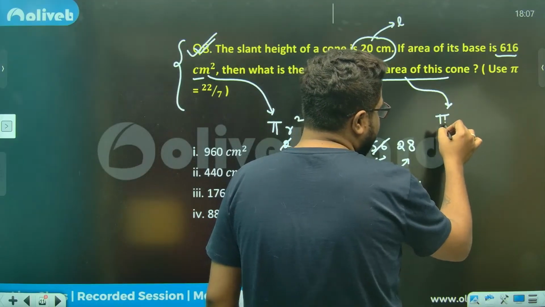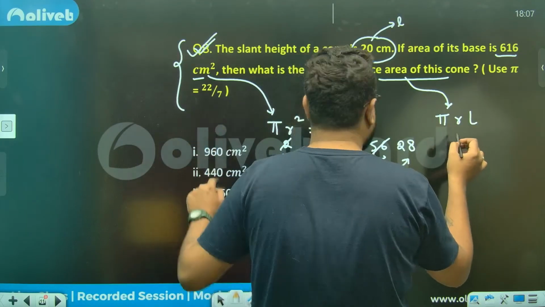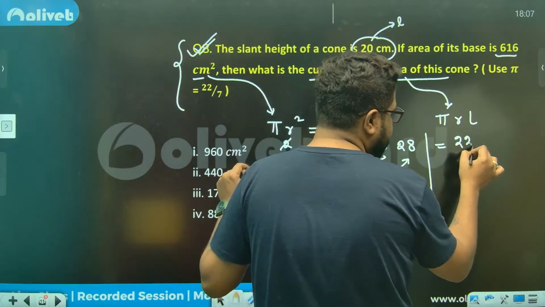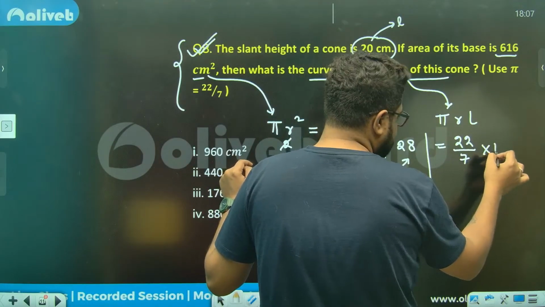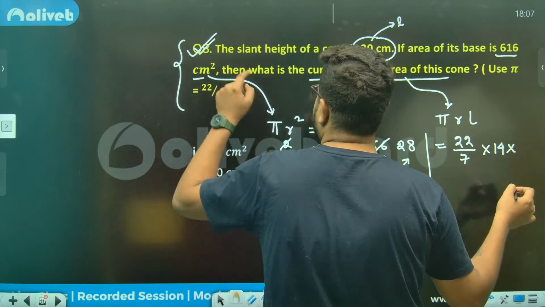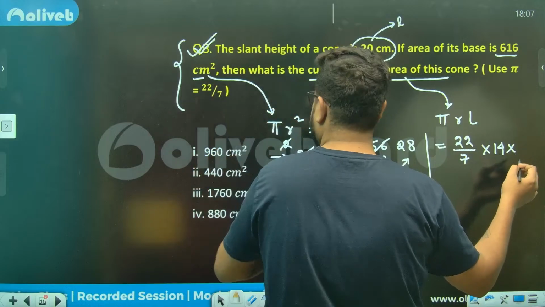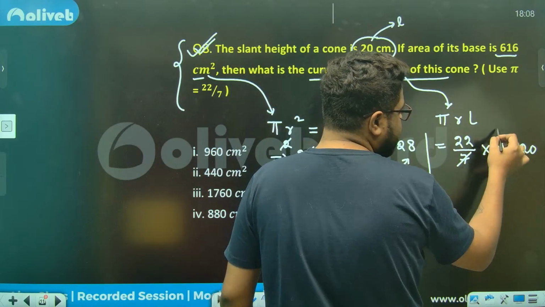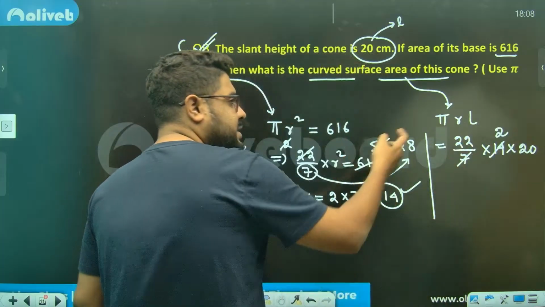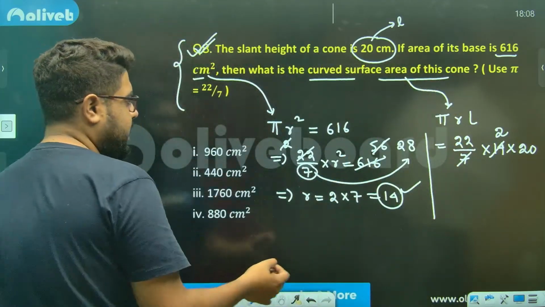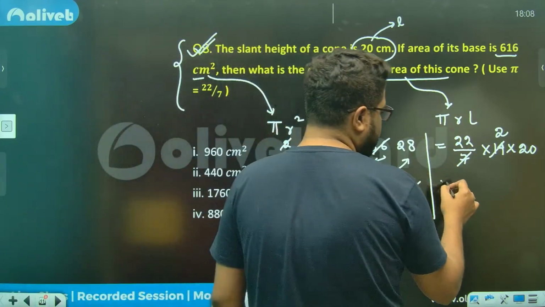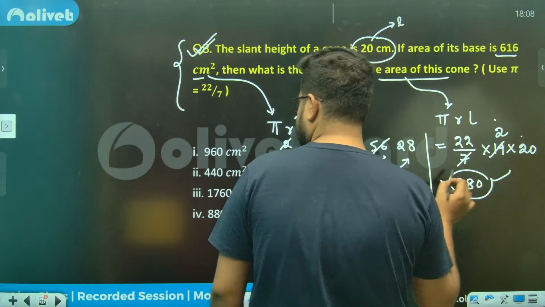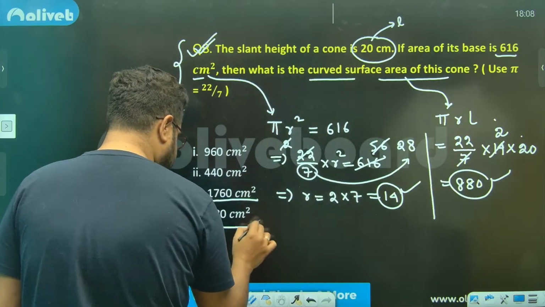They are asking the curved surface area, so it is pi into R into L. The answer is not in terms of pi, so I have to put the value of pi: 22 by 7 into 14 into L. L I have just figured out, acha, L is given as this. Just calculate this. You will say 22, 44, 88. 880 will be the answer, which is there in option number 4.